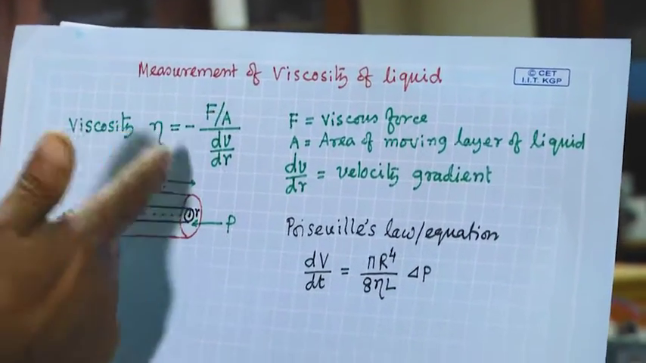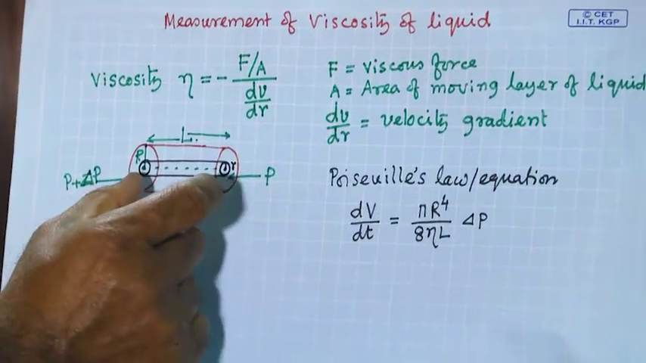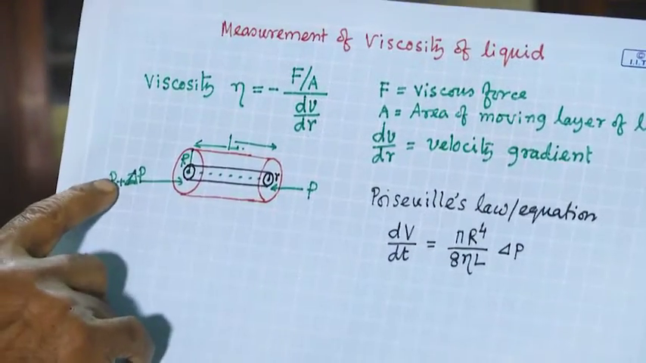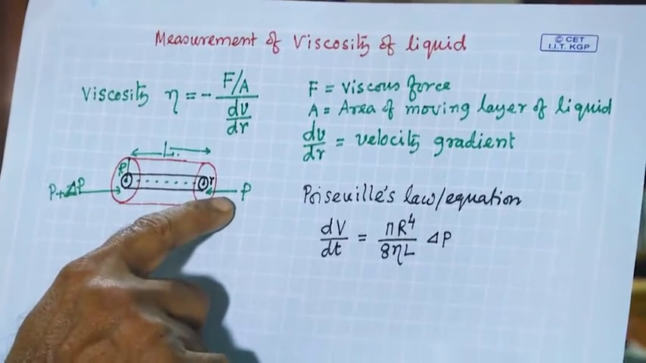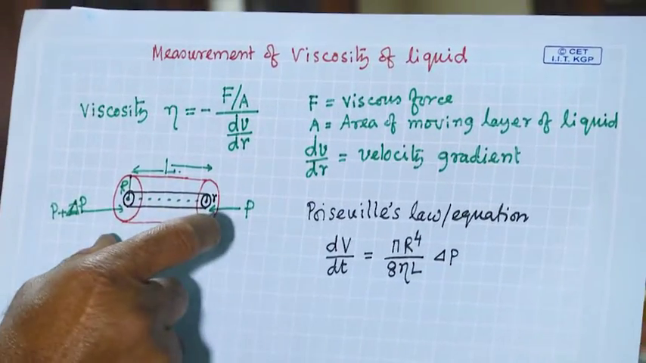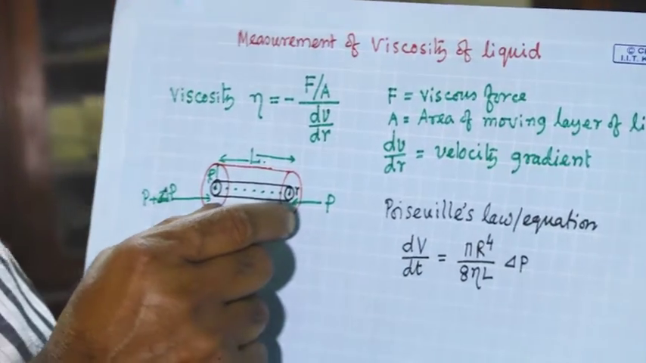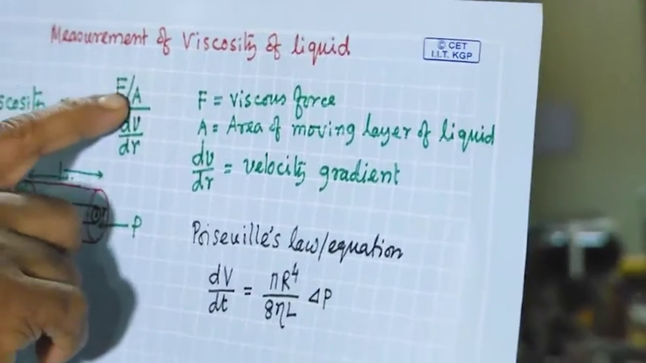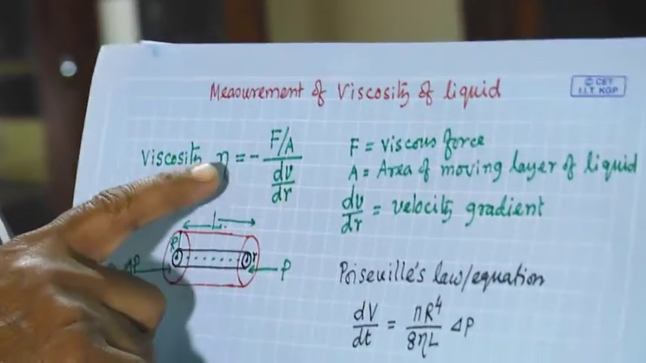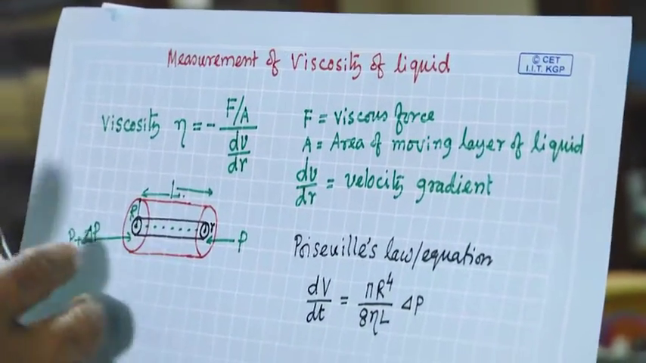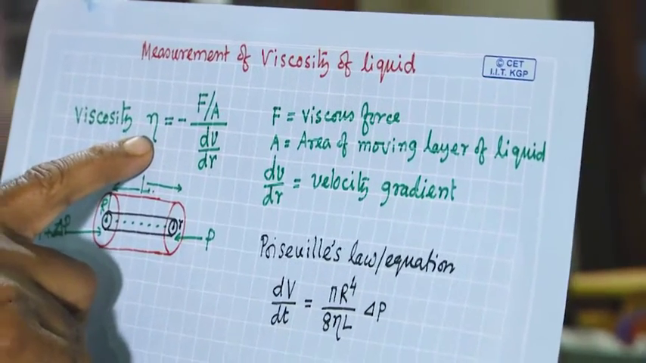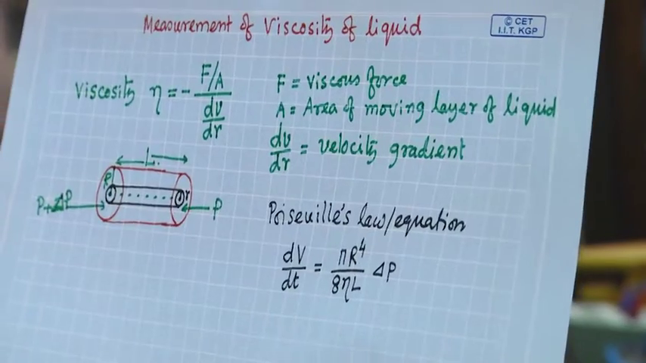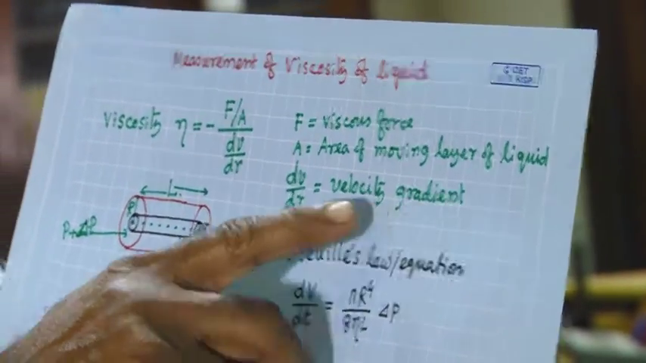And force per unit area is nothing but pressure. Water is flowing from this end to the other end. The pressure at this end is P plus dP, and at the other end it is P, so the net pressure difference between these two ends is dP. So F by A is nothing but pressure, and one can replace F by A by dP. This is the coefficient of viscosity, or simply viscosity. It is the viscous force per unit area of moving layer of liquid, per unit velocity gradient. This is the definition of viscosity.